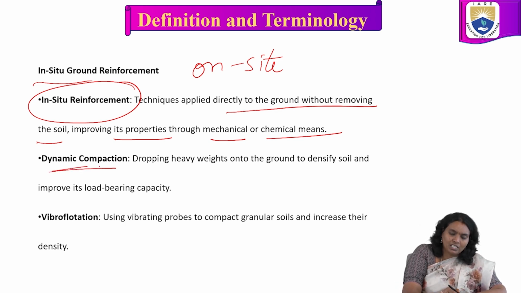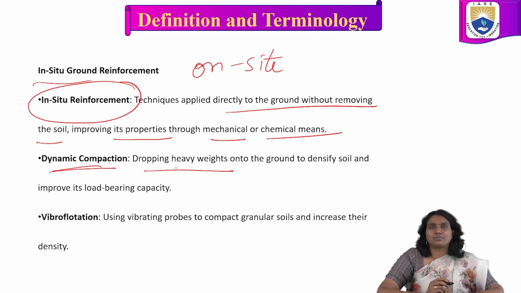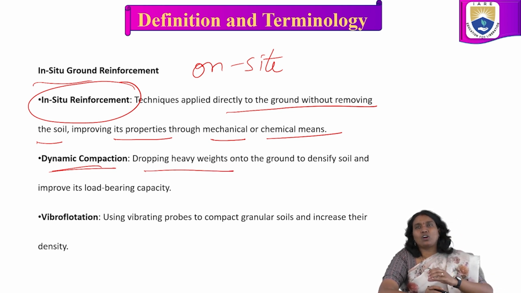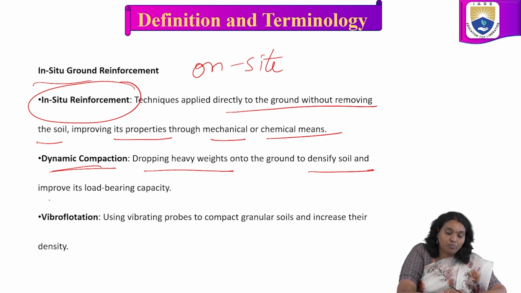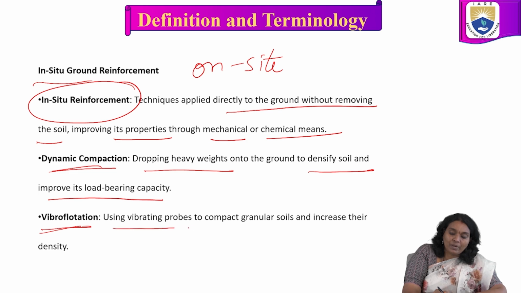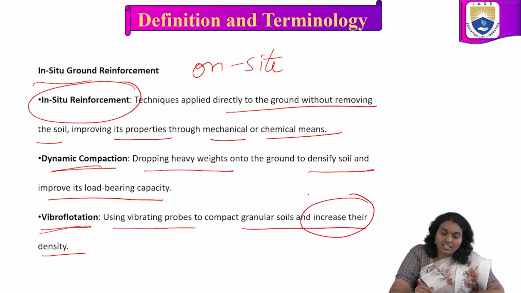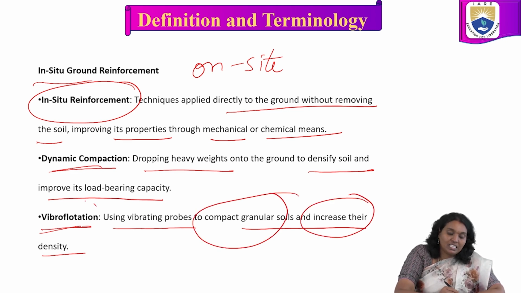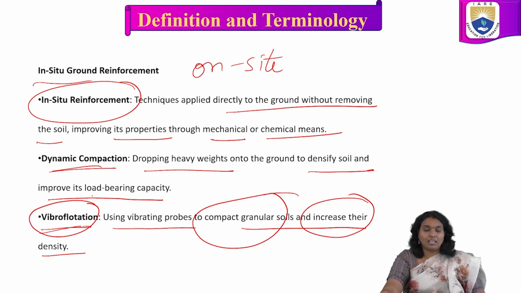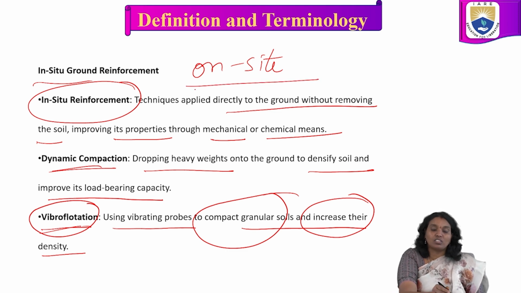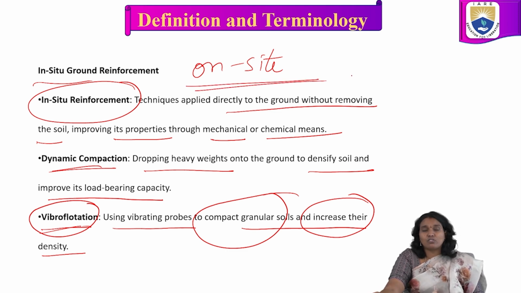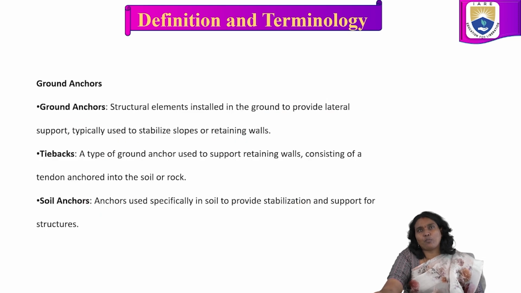In dynamic compaction, heavy weights are dropped onto the ground to densify the soil and improve its load bearing capacity. In vibroflotation, vibration probes are used to compact granular soils and increase their density. This is one of the techniques under in situ ground reinforcement, which is done on site. We apply these techniques for getting the desired properties.